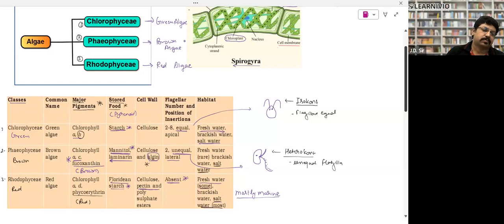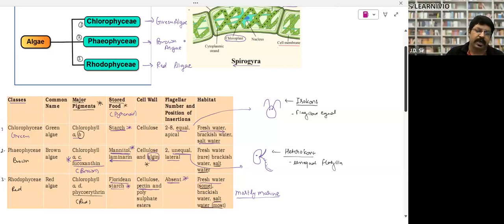Look, nowadays in angiosperms, they are the most modern kind of plant. So angiosperms have chlorophyll B. It means chlorophyll B is one of the most advanced chlorophylls. Chlorophyll B is found only in green algae, not in other algae, right? So it has the advanced chlorophyll, and sexual reproduction is very advanced. That's why Chlorophyceae is a very advanced algae, right?